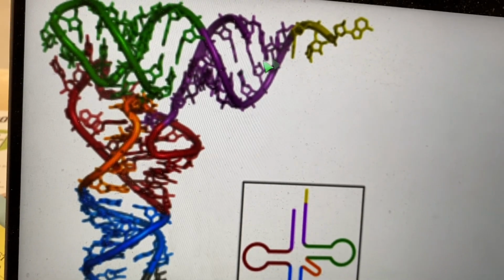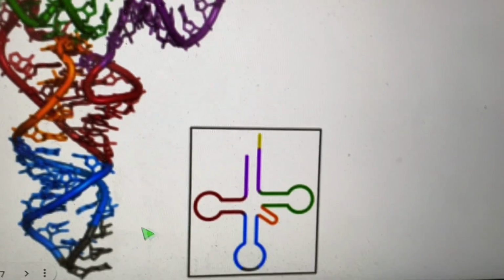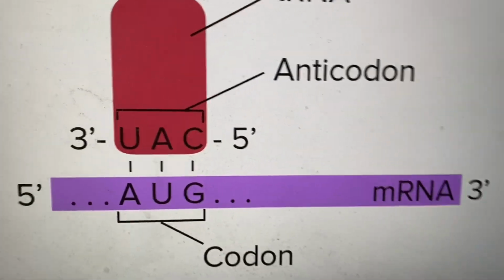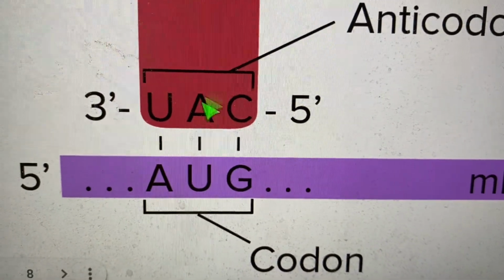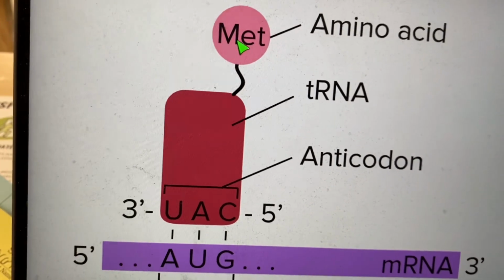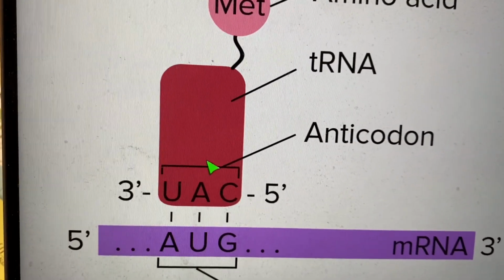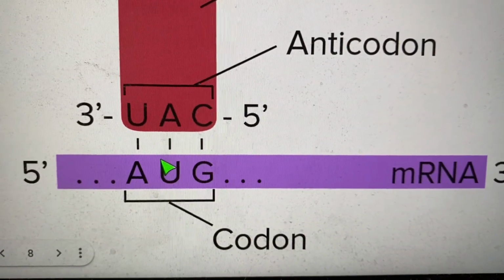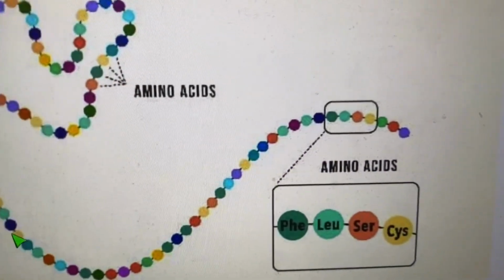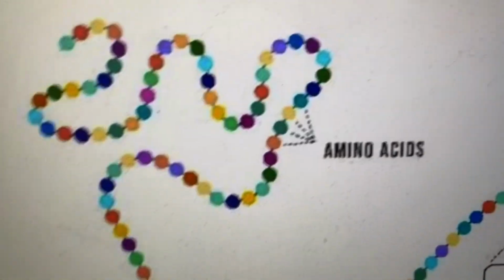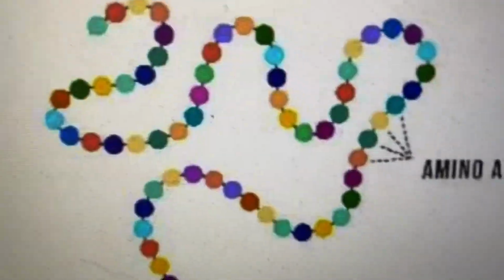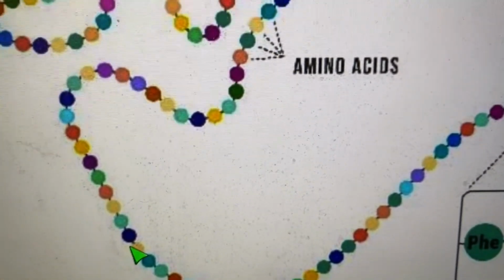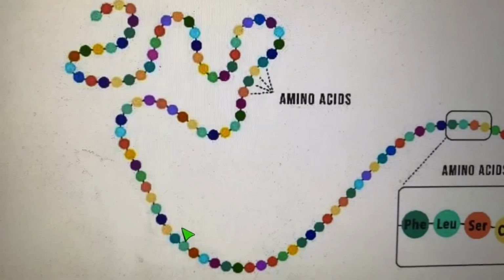tRNA is also a nucleic acid. At one end is the anticodon. The other end is an amino acid. So these float around and match up their anticodon with the codon at the ribosome, and that's how they know which amino acid to add to the chain. You make a protein by adding amino acids together, and because amino acids have different sizes and shapes and might have different charges, that causes the protein chain to bend and fold and make that shape that's so important to proteins.